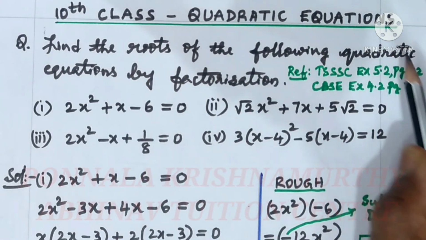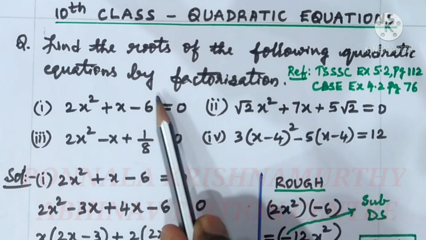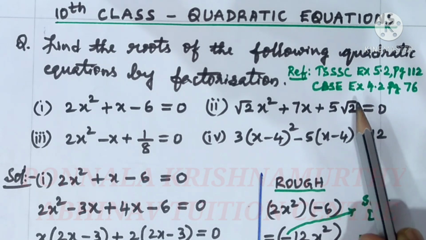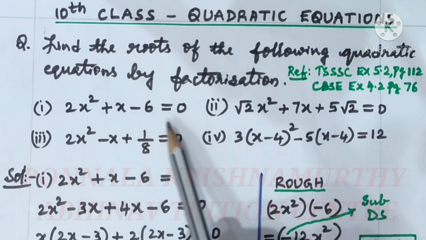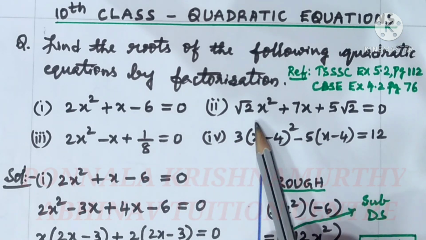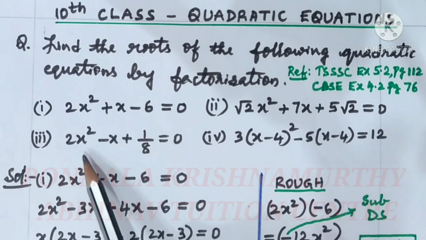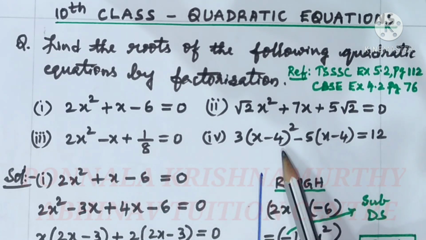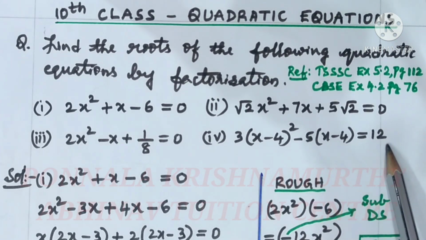10th class quadratic equations. Find the roots of the following quadratic equations by factorization. Reference is here. Here we have four sums. 2x square plus x minus 6 is equal to 0. Root 2x square plus 7x plus 5 root 2 equal to 0. 2x square minus x plus 1 by 8 equal to 0. 3 into x minus 4 whole square minus 5 into x minus 4 is equal to 12.